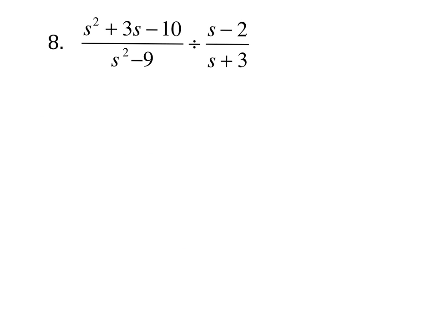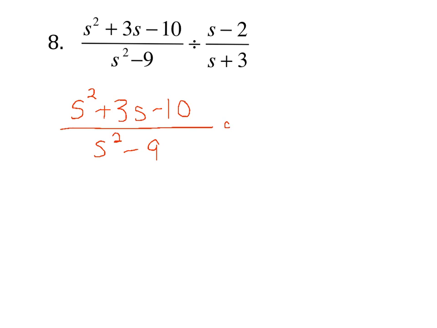For number 8, we want to divide two rational expressions. So if you are working with fractions and you're dividing, what we want to do instead is multiply by the reciprocal. So we're going to leave the first fraction the same, s squared plus 3s minus 10 over s squared minus 9. And we're going to turn the sign into multiplication and flip it around so we have s plus 3 over s minus 2. So now we want to factor to see if anything will cancel.